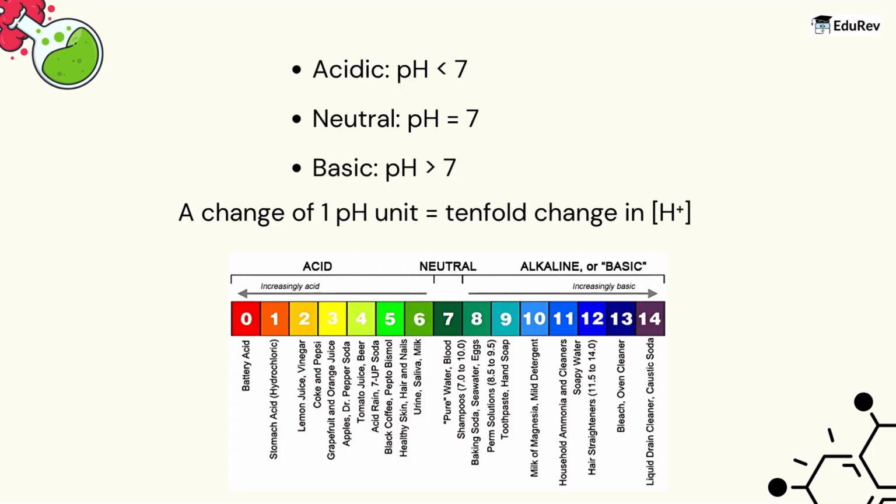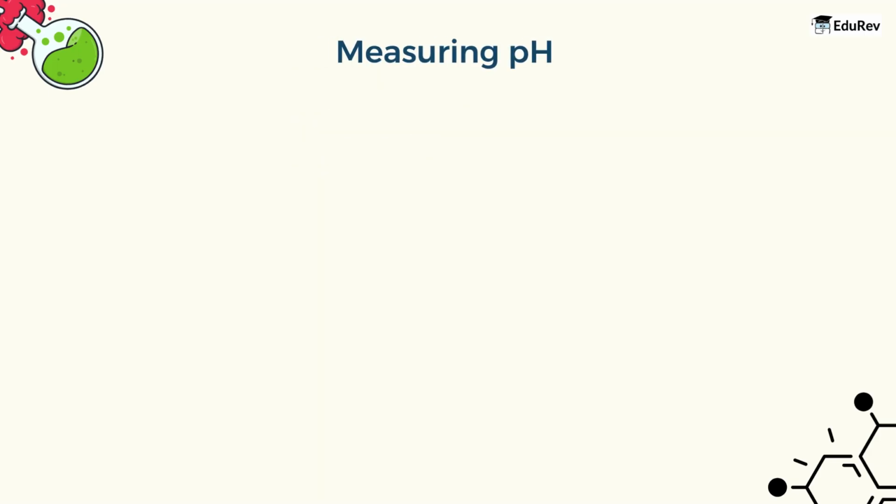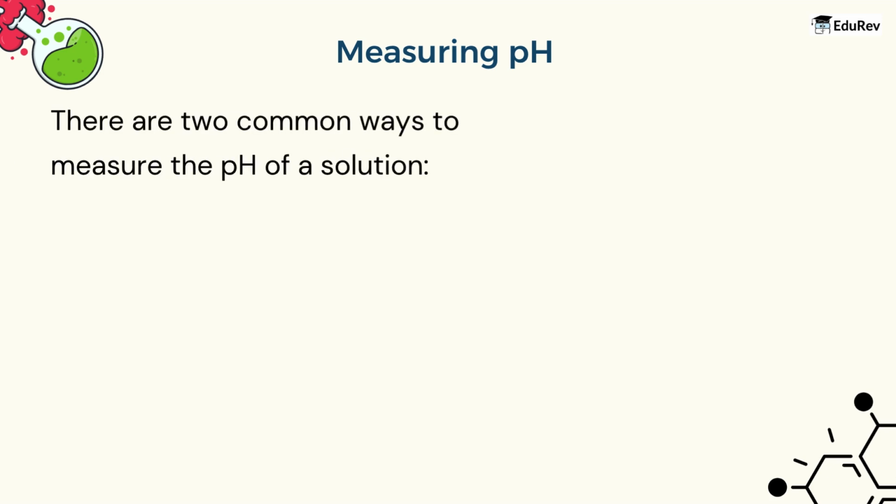Also remember, a change of 1 pH unit means a tenfold change in H+ concentration. This scale helps us easily compare how acidic or basic different substances are. Let's now understand how we measure pH. There are two common ways to measure the pH of a solution.